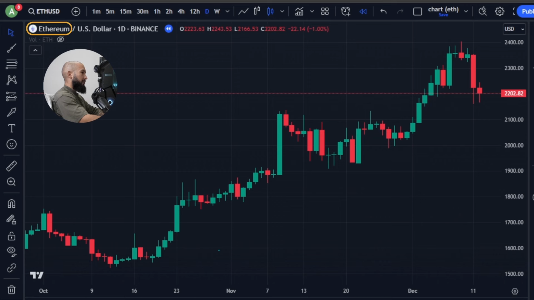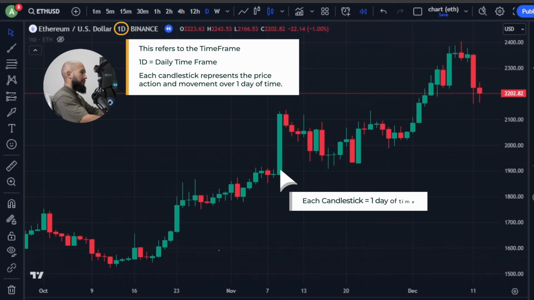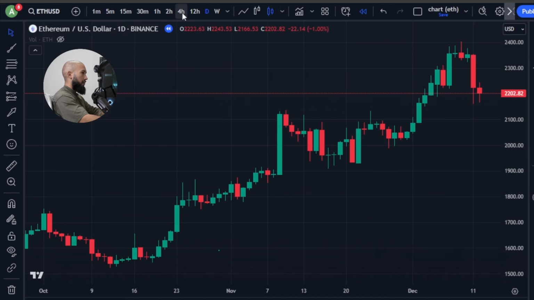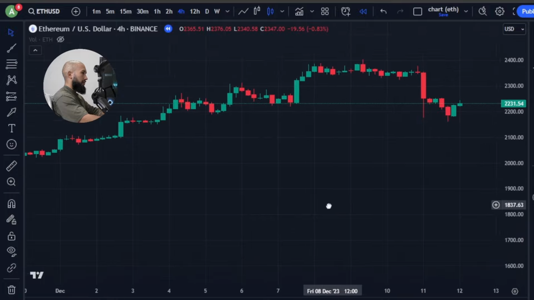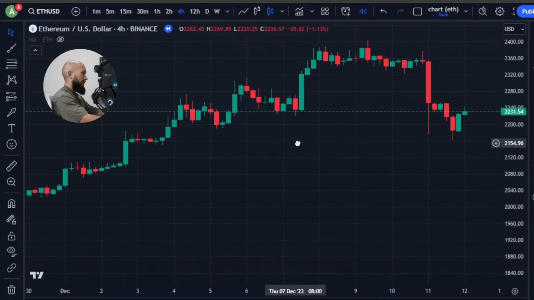This here is the asset we're looking at, Ethereum. This refers to the time frame, and 1D stands for a one-day time frame. Each candlestick on the chart represents the price action and movement over 1 day of time. If we were to change to the 4-hour time interval, it would display as 4H, and each candlestick would symbolize a 4-hour time interval.